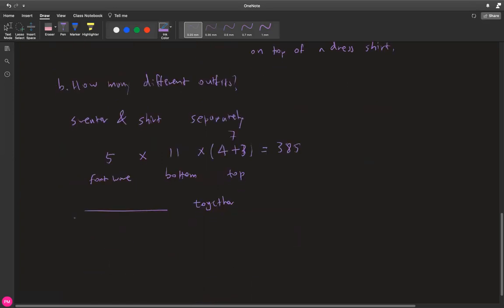And what if Jack decides to wear them together? In that scenario, you still have 5 different footwear, and you have 11 bottoms, and you have 4 dress shirts, and on top of that, you can wear 3 different sweaters. And by multiplication rule, that's going to be 660. So in total, if you add these two, you actually have 1,045 different ways to combine these clothings.